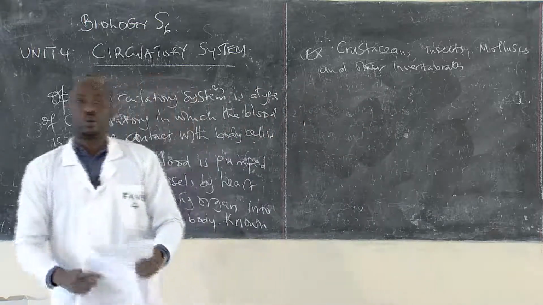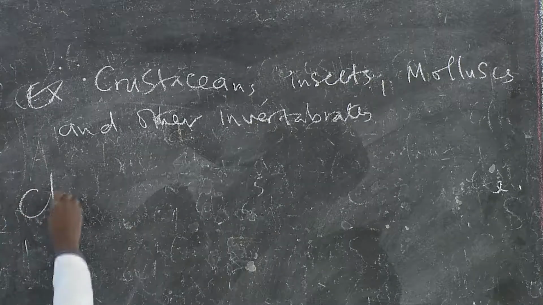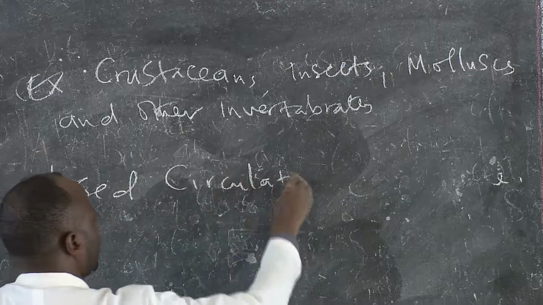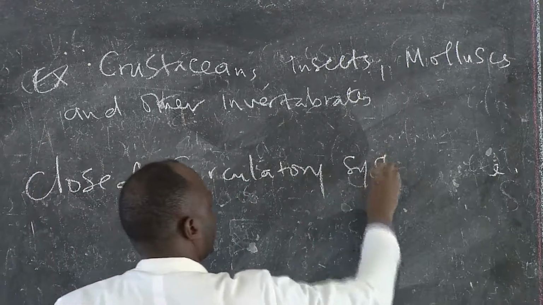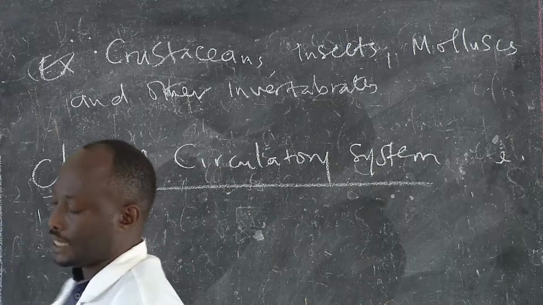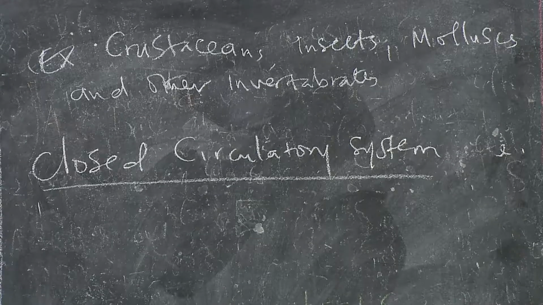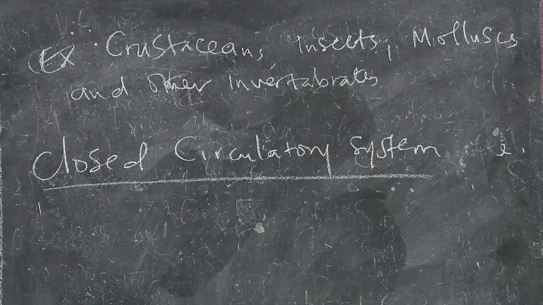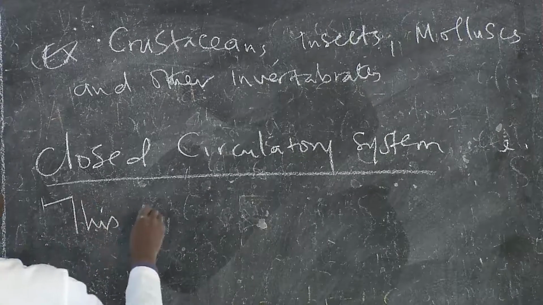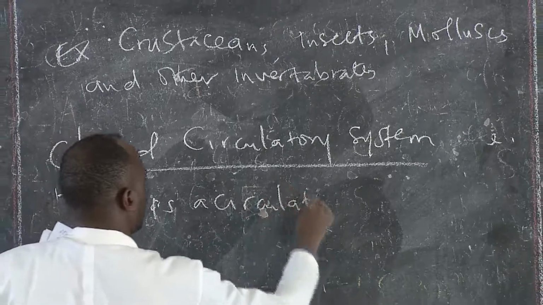Let's talk now about the closed circulatory system. What is a closed circulatory system? If I say closed circulatory system, you can say this is a type of circulatory system in which the blood remains enclosed in a system of vessels. And take a note about this. This is a circulatory system.